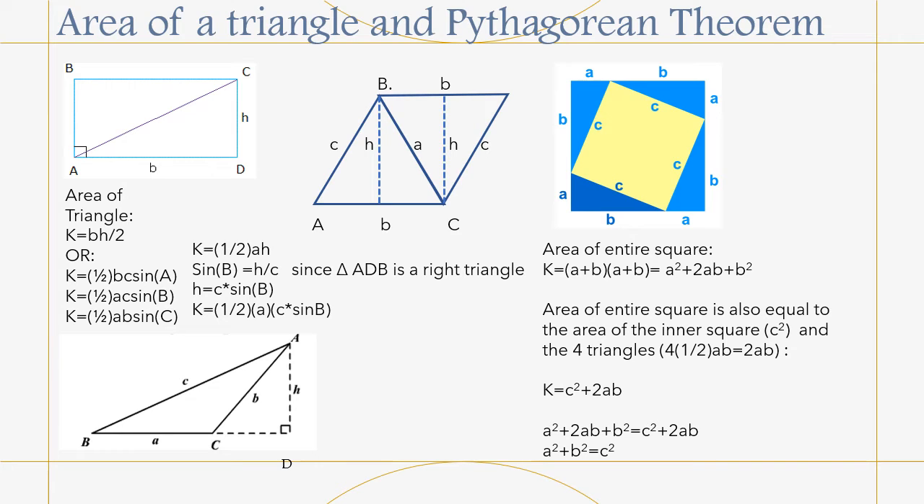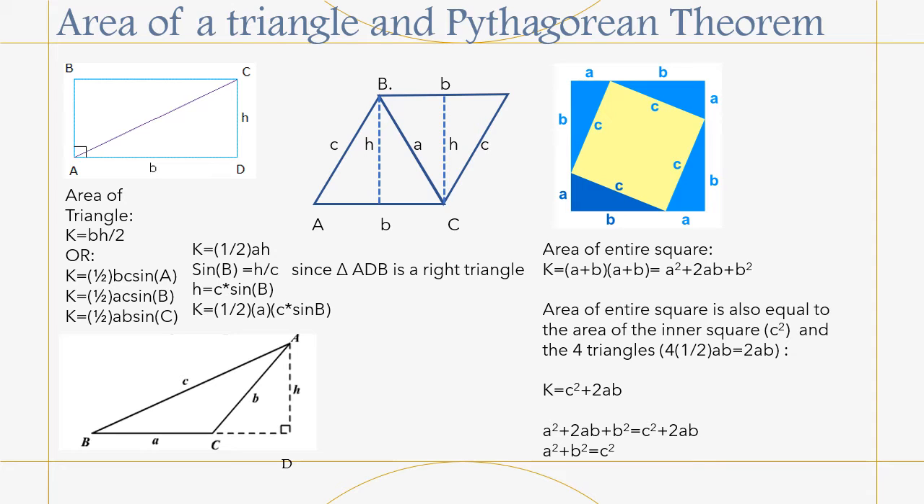We know the area of that whole figure is the side length times the side length, or A plus B times A plus B, which gives us A squared plus 2AB plus B squared. The area of that entire figure is also equal to the area of the yellow square, which is C squared, and the 4 blue triangles. Each blue triangle has an area of 1/2 A times B. Since they are right triangles, the height is just A. Therefore, the sum of the areas of those 4 triangles is 4 times 1/2 AB, which equals 2AB.